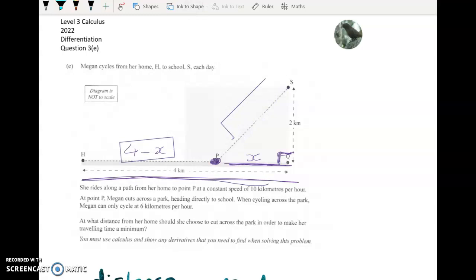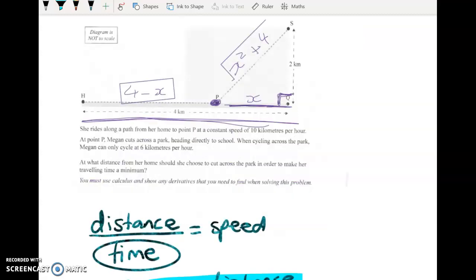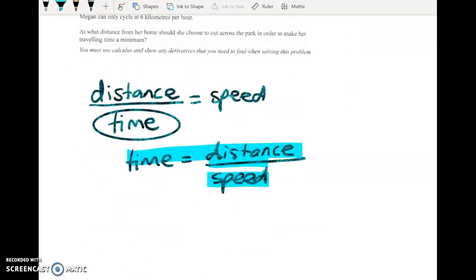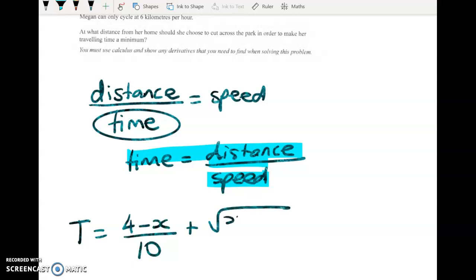So the distance that she's going to go here will be the square root of x squared plus 2 squared, which is 4. So now we can work out an expression for time, and our goal is to minimize that expression. So t for time is equal to the bit along the first part where she can go 10 kilometres per hour, so (4 minus x) over 10, plus this, the square root of (x squared plus 4) over 6, since she goes more slowly here. And our goal is to find HP.